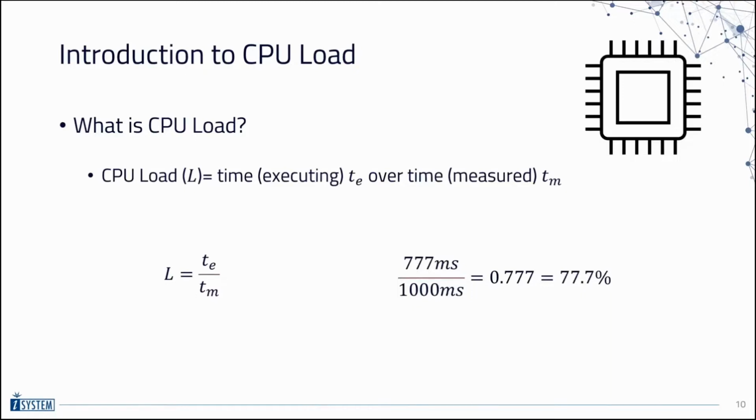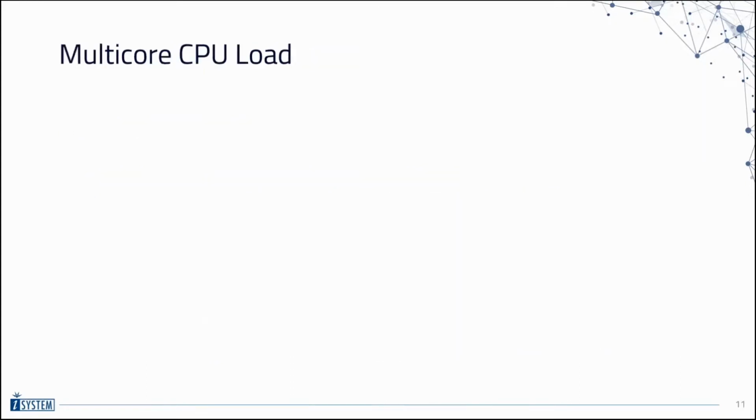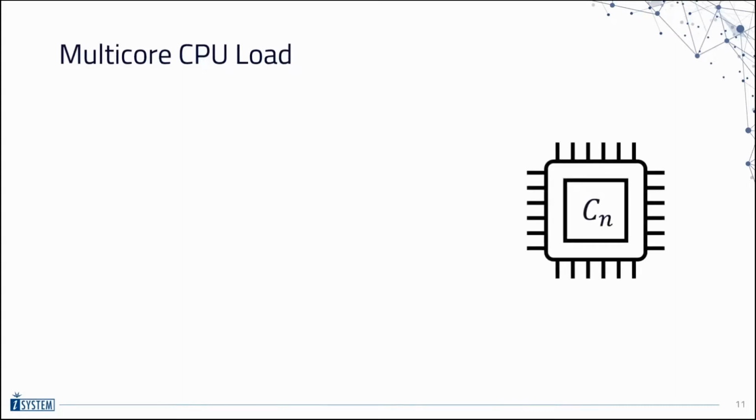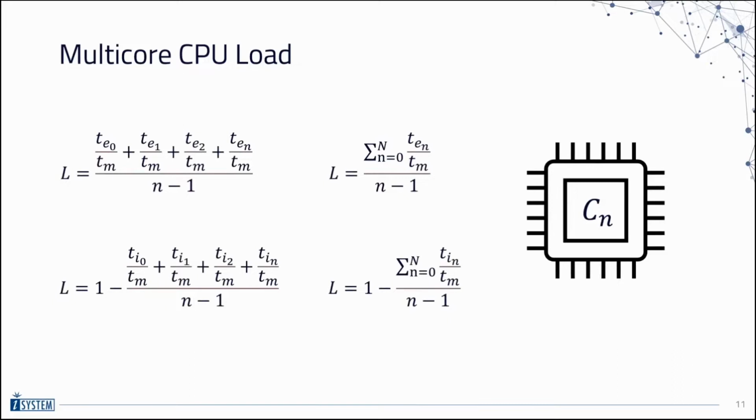Another way to calculate CPU load would be to measure the idle time, and then CPU load becomes 1 minus idle time over the measured time. And our example yields the same result. CPU load for a multi-core CPU with n cores can be calculated by simply taking the average of all individual core loads, and of course the idle time can be used to calculate a multi-core CPU load as well. And we'll soon find out measuring idle time is the quickest way to get an accurate measure of what the system is doing.